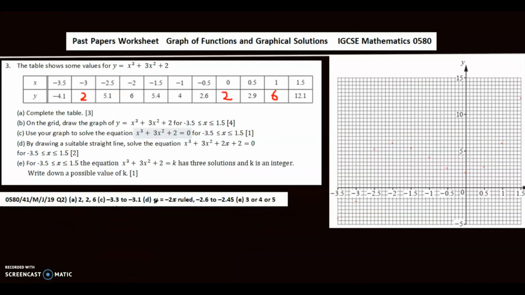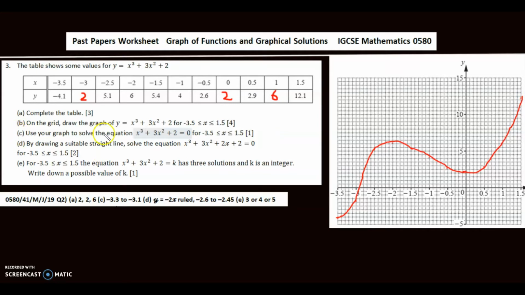Okay, and question number 3, again we first need to fill the table, done, and then we need to plot. In part B we have to plot the graph, so I've already placed the points. Now I'll join these with a smooth curve. So here we go. Something like this, not very accurate again, but a curve like this. Okay, done with part B.